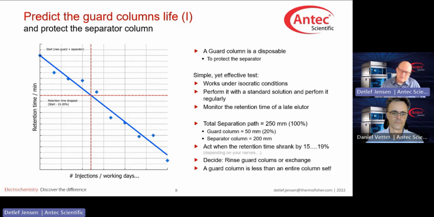I lean more towards 15%. Other people lean more to 18, 19%. That's depending on your nerves. So you can basically predict when you have to do something with the guard column, exchange or rinse. Now, this is a theoretical approach.